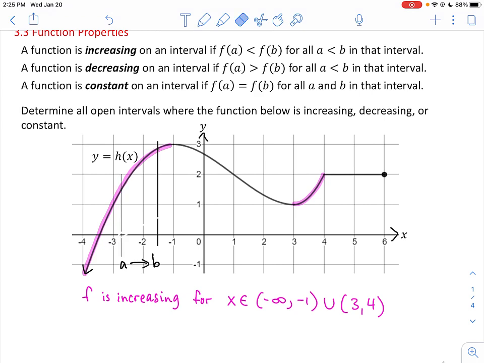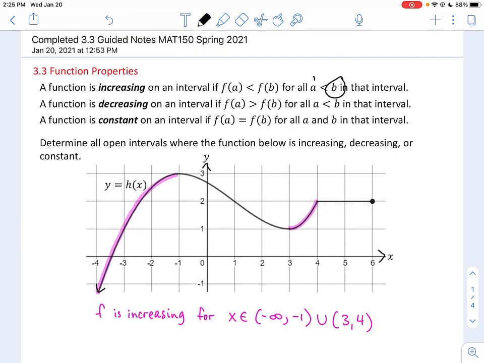So all that we're saying here is that if you pick an x that's larger than another x, then the corresponding y should be larger than the other corresponding y. That means that the function's increasing on that interval. And of course we have a second interval over here where it's increasing as well. Same thing over here, pick any a and b on this interval, and if b is larger than a, then f of b will also be larger than f of a.